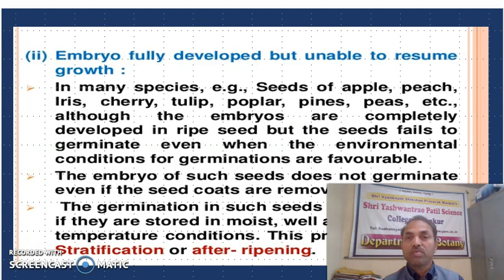Embryo fully developed but unable to resume growth. Examples are seeds of apple, peach, iris, cherry, tulip, poplar, pines, etc. Although the embryos are completely developed in the ripe seed, the seed fails to germinate even when the environmental conditions for germination are favorable. The embryo of such seeds does not germinate even if the seed coats are removed. Germination in such seeds can be induced if they are stored in moist, well aerated, and low temperature conditions. This process is called stratification or after-ripening.